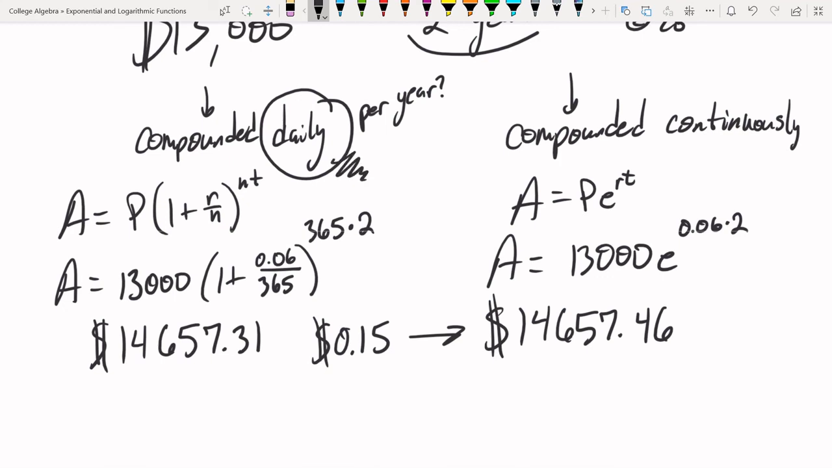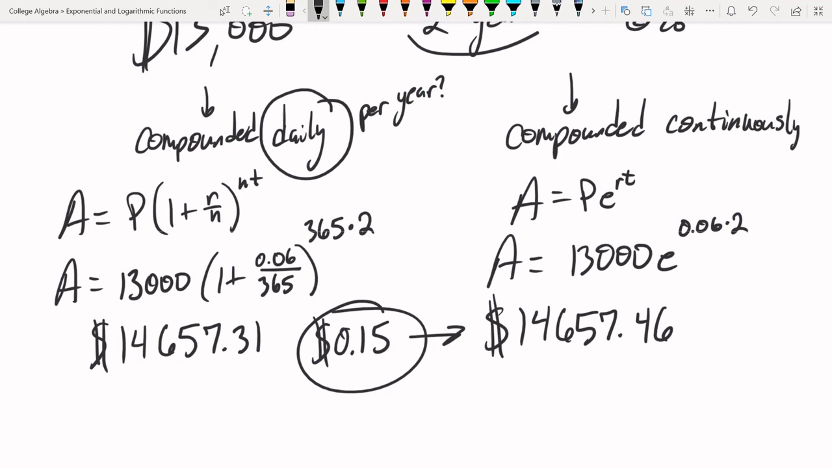Daily is pretty close to continuous, so it's not terribly different. As you can see, 15 cents is not that big of a difference. But if this were in for like 1,000 years, that 15 cents would be a huge difference. So continuous compounding is more desirable, but you're never going to find that in a bank. Daily is probably the most you'll see compounded, so that's probably the best you're going to get.